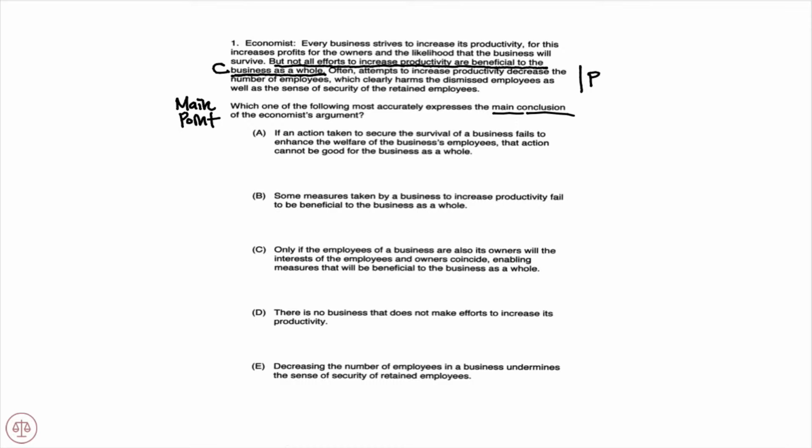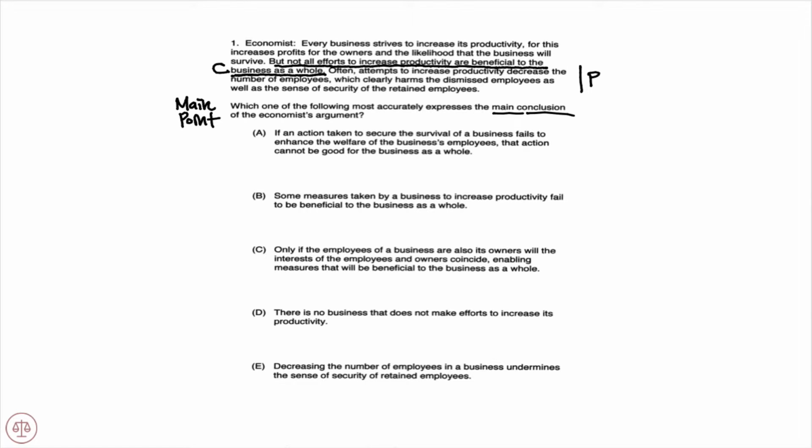We've identified the conclusion is that not all efforts to increase productivity are beneficial to the business as a whole. So now, free point, we're going to go find the answer choice that directly restates that conclusion. So let's take a look here at A. If an action taken to secure the survival of a business fails to enhance the welfare of the business's employees, that action cannot be good for the business as a whole.